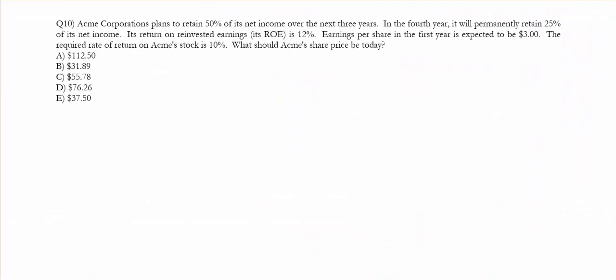Alright, let's go to number 10 now. We have Acme Corporation's plans to retain 50% of its net income over the next 3 years. In the fourth year, it will permanently retain 25% of its net income. Its return on reinvested earnings, that is its ROE, is 12%. Earnings per share in the first year is expected to be $3. The required rate of return on the stock is 10%. What should Acme's share price be today?